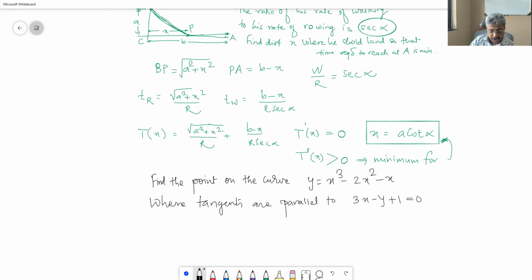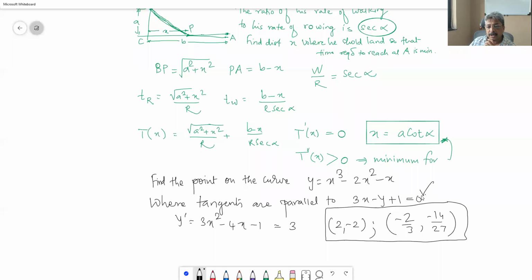This is purely application. Some cubic curve is given, a simple problem. Find the two points, x coordinate and y coordinate of those two points, where if you happen to draw a tangent, it will be parallel to this. Very simple. Basically, you should find out the slope y dash, and the slope should be equal to 3. For what values of x do you get slope equal to 3? Find out those two values and find out the corresponding y value. So the answer is 2 comma minus 2, and minus 2 by 3 comma minus 14 by 20. These are the two points where if you happen to draw a tangent, it will be parallel to this line.